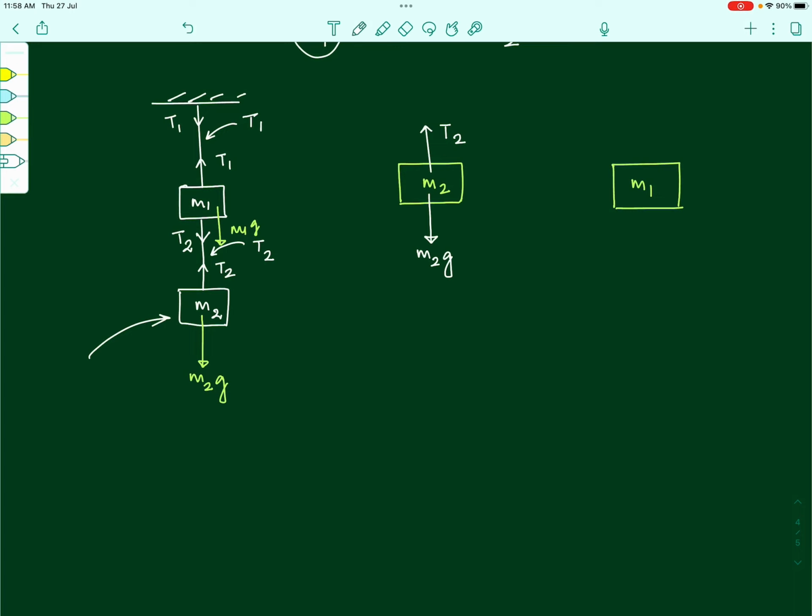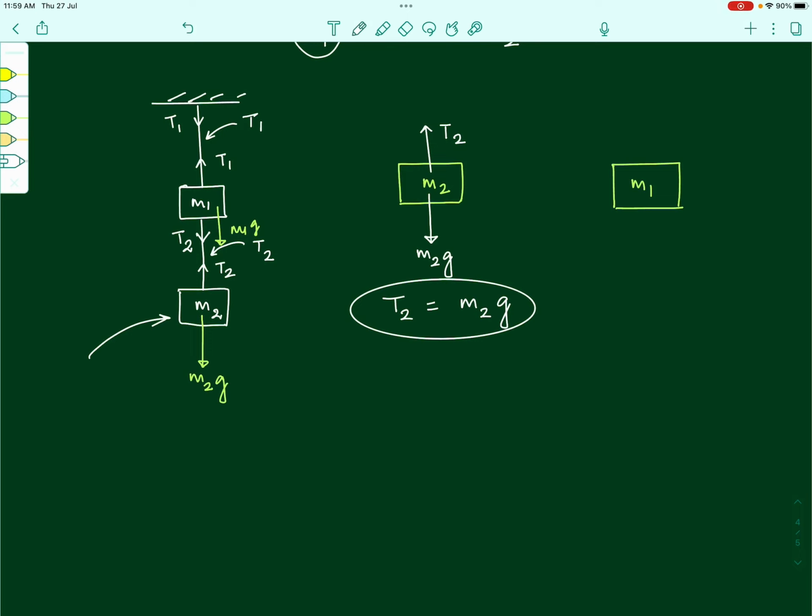Now since M2 is at rest under the effect of these two forces, can we say that the two forces must be balancing each other? They must cancel out each other completely, which means that the upward tension force must be equal to the downward gravitational force. And this is the equation that we get, and this gives us the value of T2 right away, isn't it? So by writing the force equation along the vertical on the block M2, we are directly getting the value of T2, the tension in the lower string.